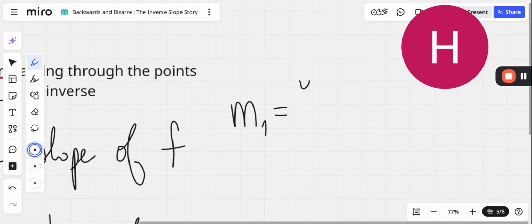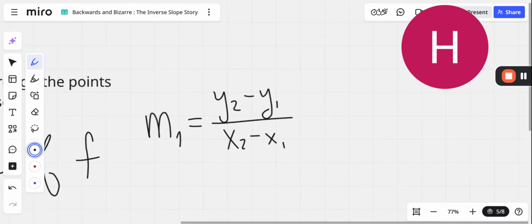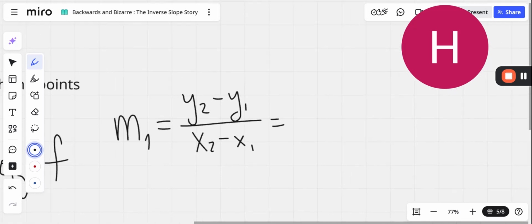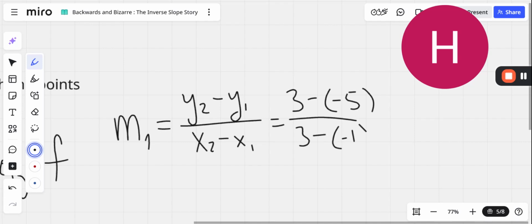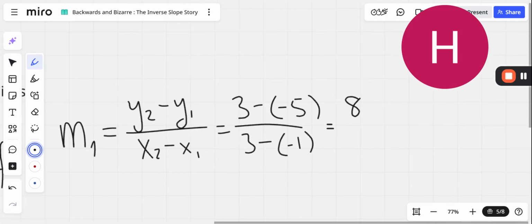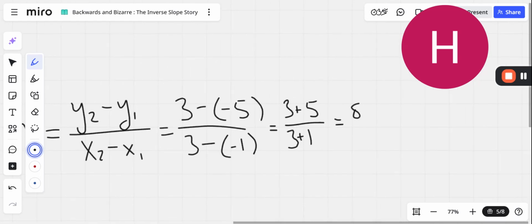But remember that the equation for finding the slope here is y2 minus y1 over x2 minus x1. So let's use the points that we know this function goes through. And that's going to be using (3, 3) and (-1, -5). So this would be 3 minus -5 over 3 minus -1. Maybe I should show all my work. That gives us 3 plus 5 and 3 plus 1, which does give us 8 over 4, or simply 2.